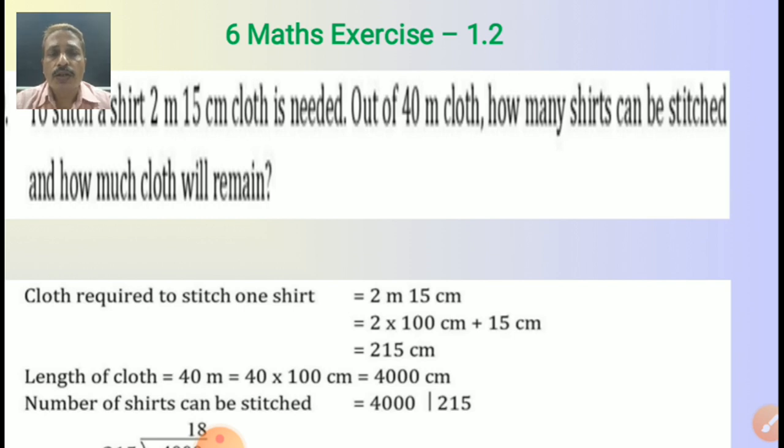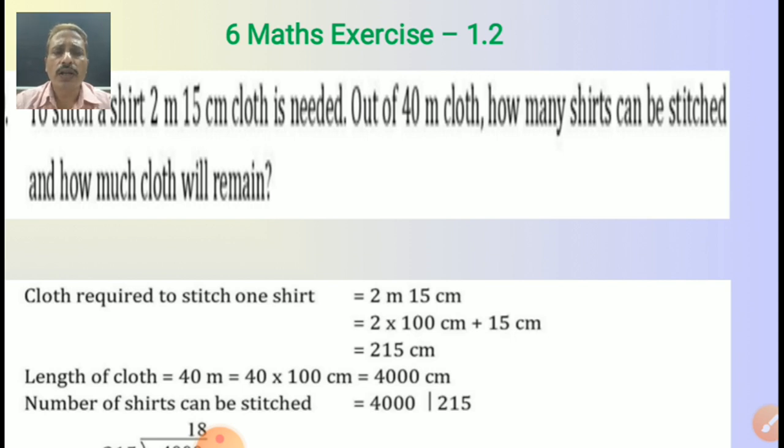In one question, you have to find out 3 things. First of all, what is the question? Yes, my dear student, you should read the question 2 times or more than 2 times. The cloth is there. How much cloth is there? Yes, 40 meter. Out of that, one shirt is stitched and uses 2 meter 15 centimeter of cloth.